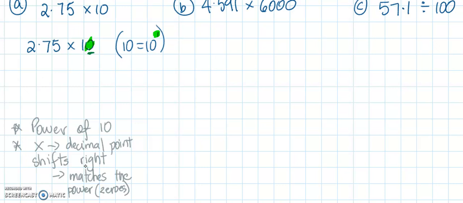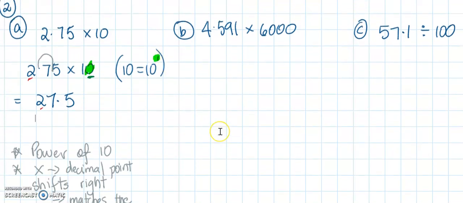If you look at 2.75 times 10, the power of 10 is 1. You take your pen to the decimal point, move it 1 place to the right, and your answer becomes 27.5. The 2 was 2 ones, but now it's 20. So the place value of each digit increases by 1, because that 1 matches the 1 zero in the 10, and also the power of 1 in 10 to the power of 1.